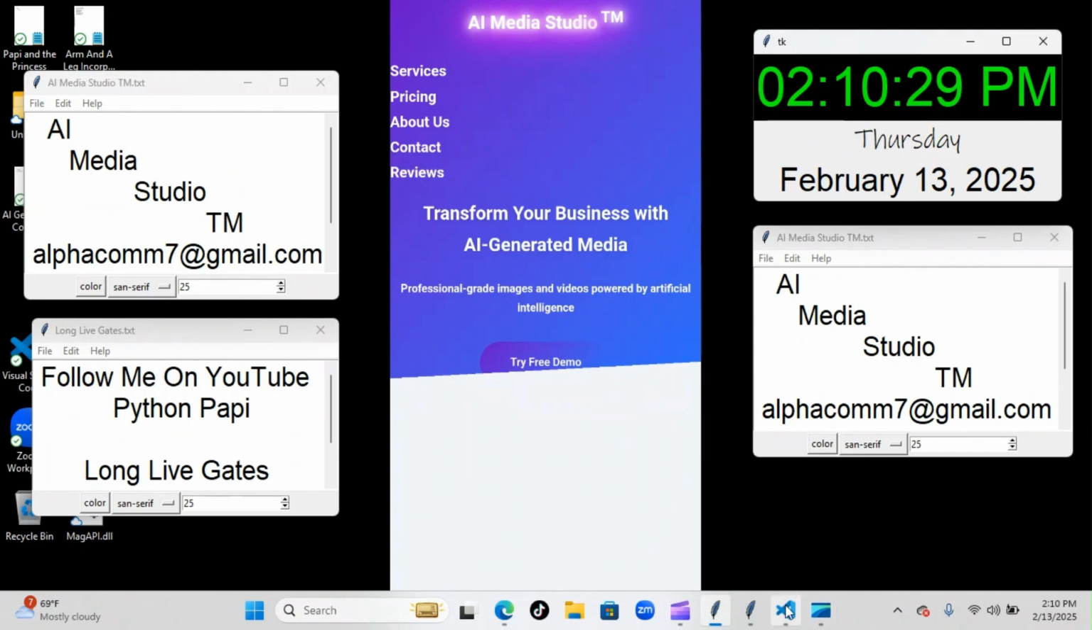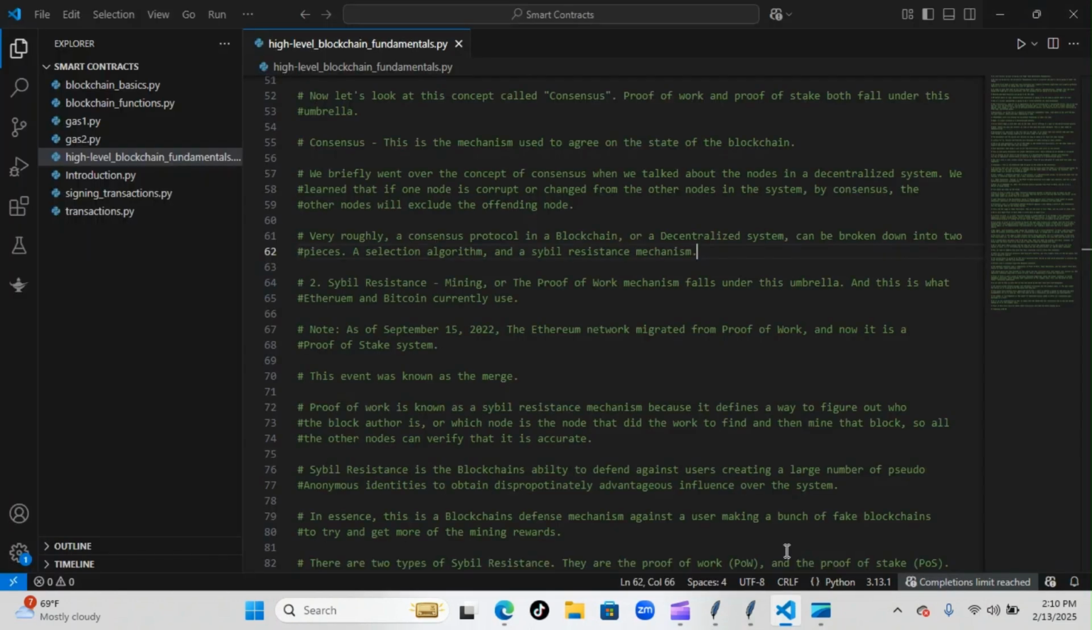Let's have a look at what we went over today. Yesterday, we went over the high level fundamentals of the blockchain. Today, we're going to pick up where we left off. We still haven't finished the module yet, so we're just going to pick up and go as far as we got.